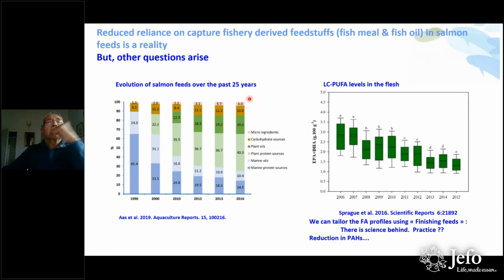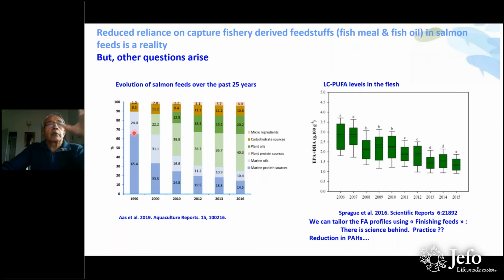If you take an example, the evolution of salmon feeds, Atlantic salmon feeds I'm talking about, over the past 25 years, this is a recent document from Norway. You can see that fish meal and fish oil was practically about 90%, and now it's less than 25%. You have plant protein sources, plant oils, other cereals and other sources, macro ingredients, and so on.